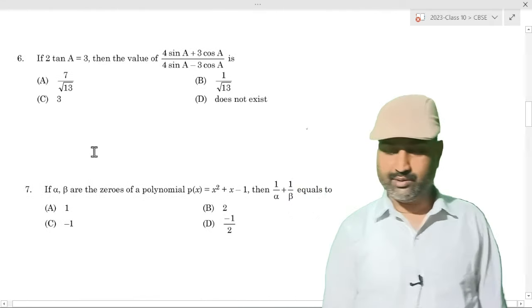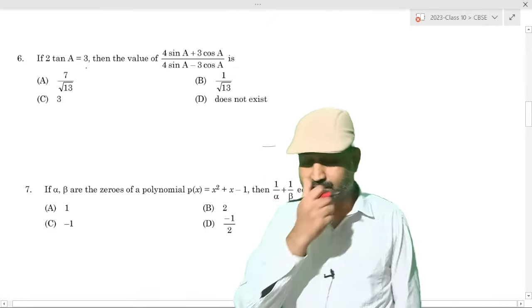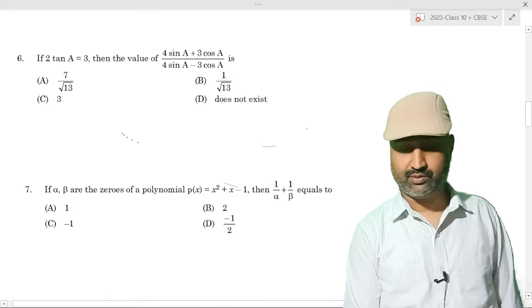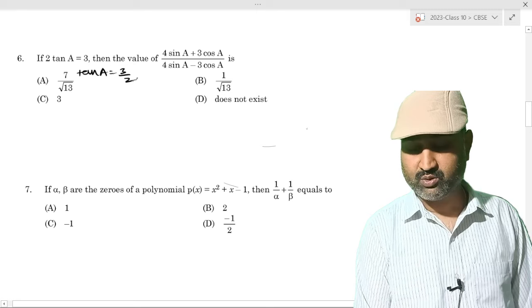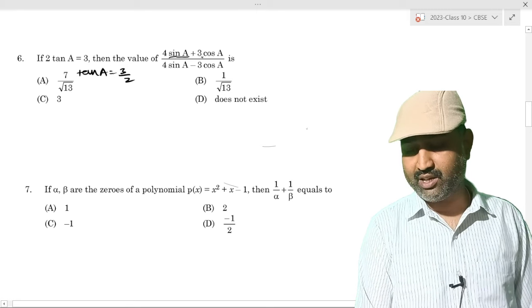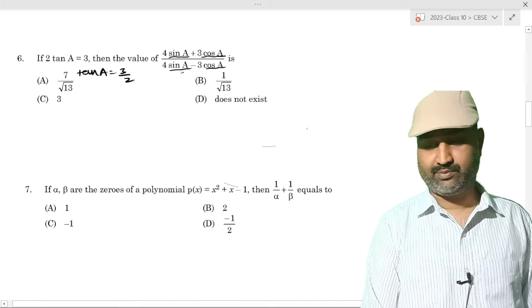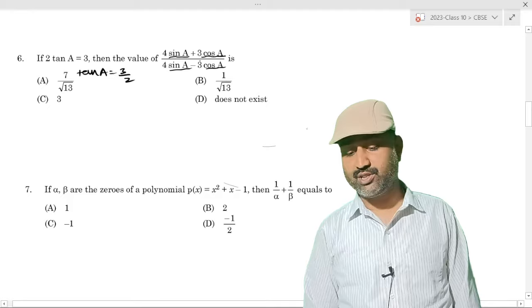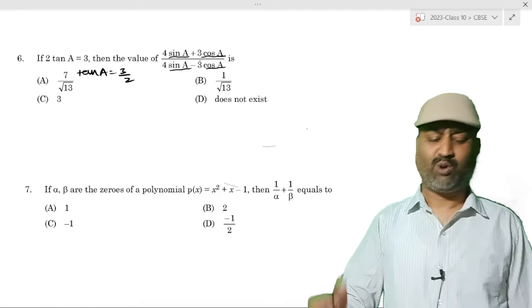Now, here, 2 tan A is equal to 3. Therefore, tan A is equal to 3 by 2, right? Now, I should get tan value here. Therefore, I divide this entire equation by cos A. If I divide by cos A, it becomes tan, right? You can divide by sin A also, but then I have to find cot A here.